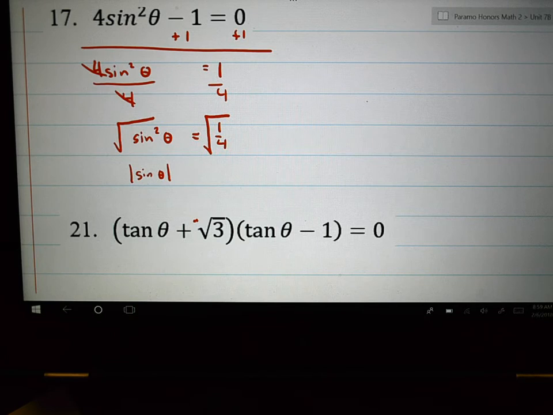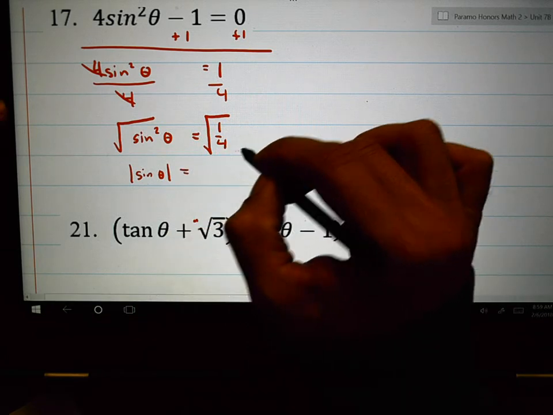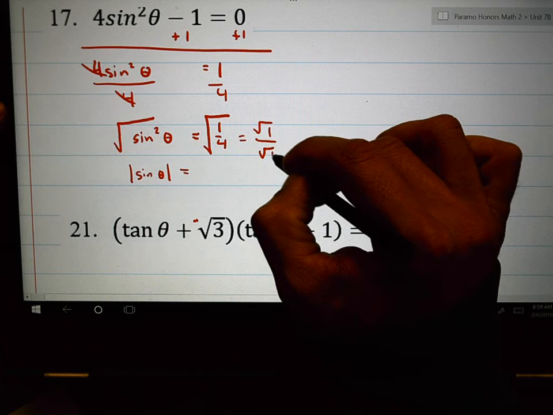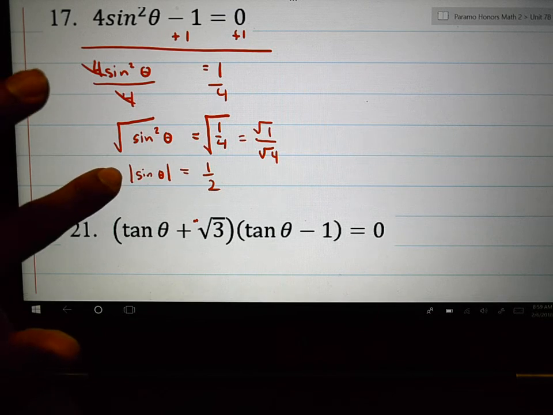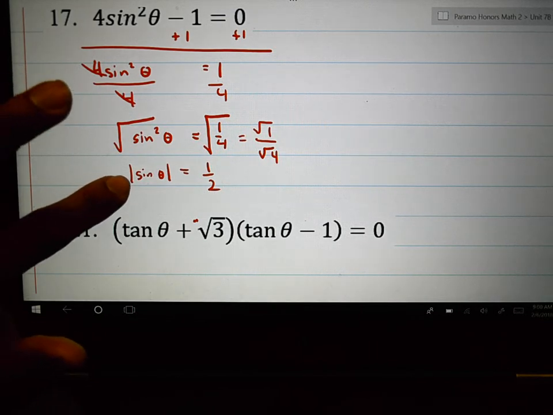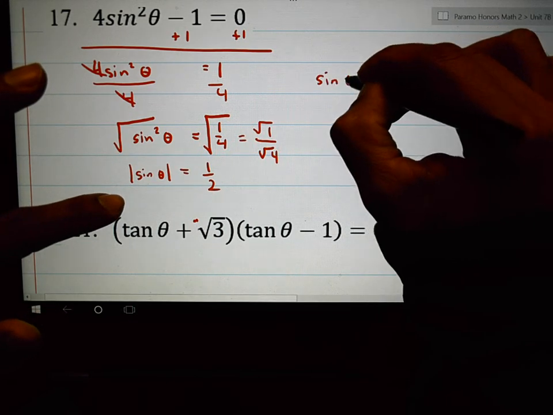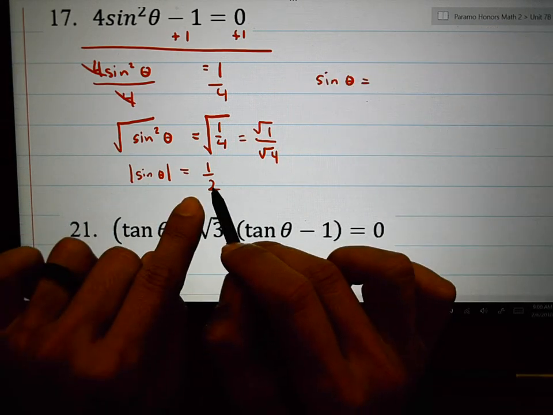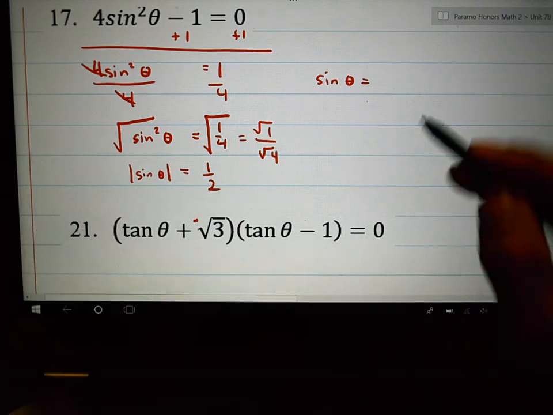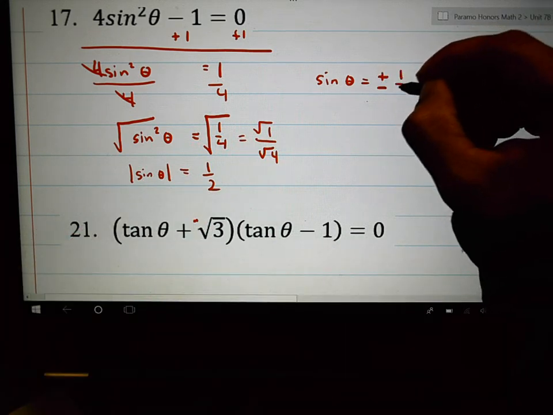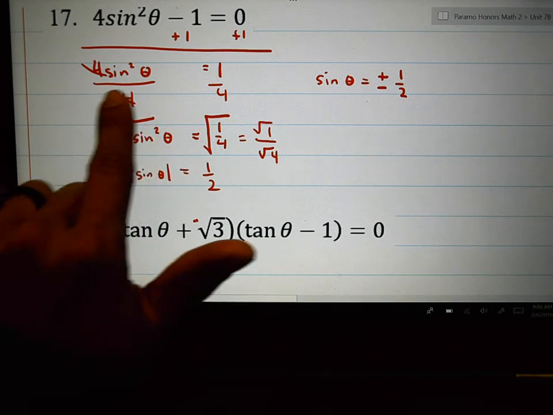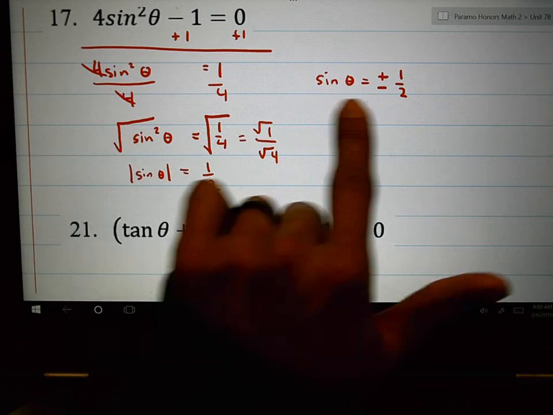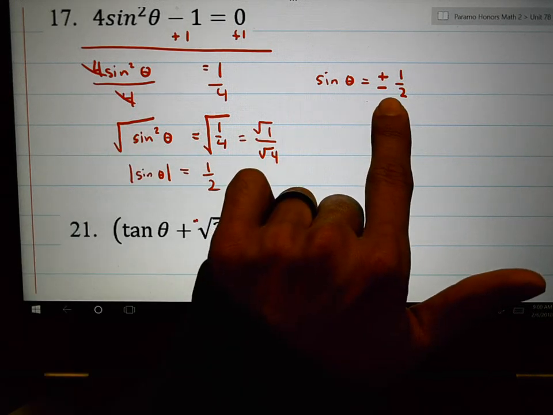Now when I do the square root of 1/4, I'm technically square rooting 1 and I'm square rooting 4, which is 1/2. But because this is the same thing as the absolute value, what I'm going to do is say the sine of theta is either equal to a positive 1/2 or there's that negative possibility as well. If you want, most math teachers will allow you to go from this square root directly into the plus or minus, the positive possibility and the negative possibility.